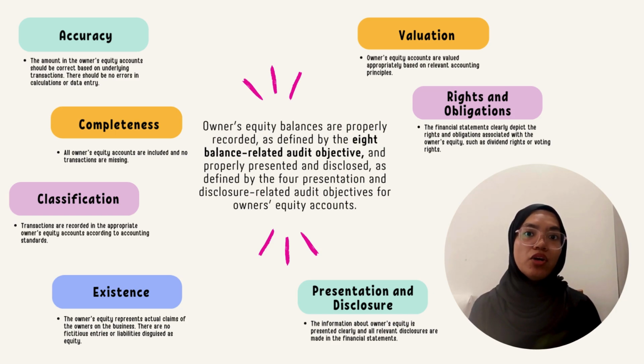And next is rights and obligations. The financial statement clearly defines the rights and obligations associated with the owner equity, such as dividend rights or voting rights. And next is presentation and disclosure. The information about owner equity is presented clearly and all relevant disclosures are made in the financial statement. An auditor will perform various tests to ensure these objectives are met. These tests may involve reviewing documents, recalculation and obtaining confirmation from owners.